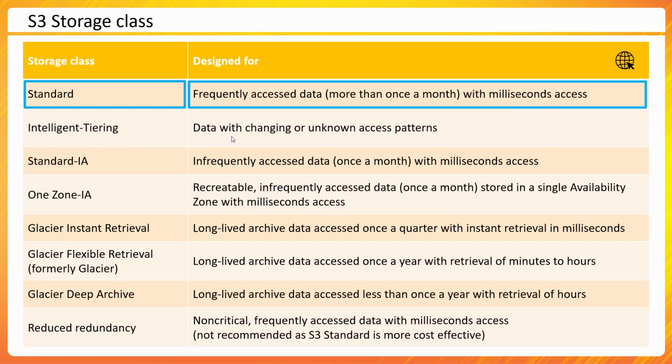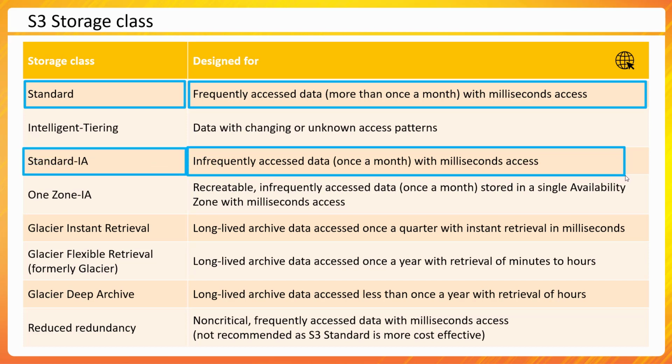Intelligent-Tiering requires its own discussion, so I'll talk about that in the next slide. Then let me talk about something called Standard Infrequent Access. Infrequently accessed data, less than once a month, with millisecond access. I still get my data in milliseconds, but my frequency is less in this particular case.